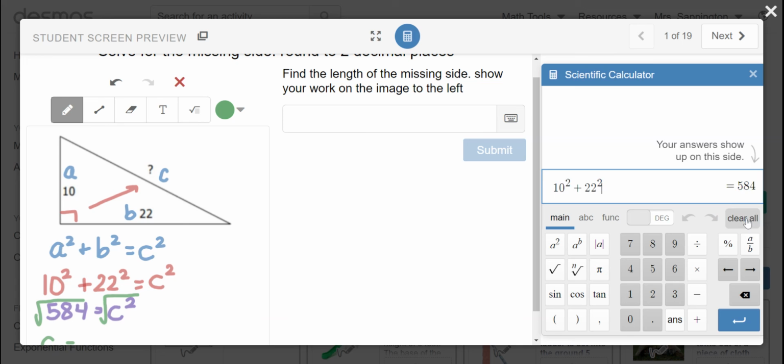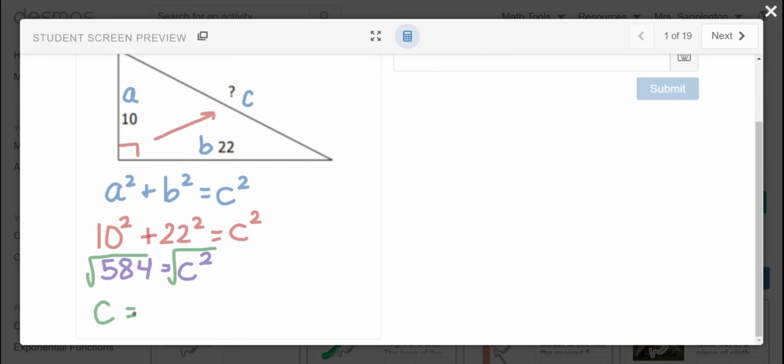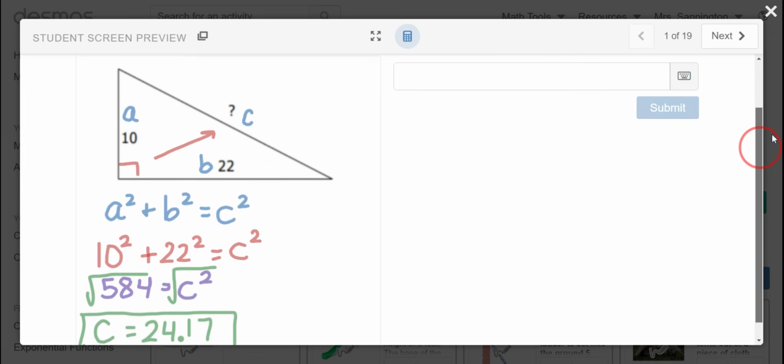So I'm going to go back to my calculator, and I'm going to take the square root of 584, and I get 24.16609, all this decimal stuff. We're going to take it just at 2 decimal places, and I'm going to round it. Since the decimal place next to this second one is a 6, I'm going to round it up to a 7. So 24.17 units is our length for C. Okay, and that's how we find one missing side using the Pythagorean theorem.